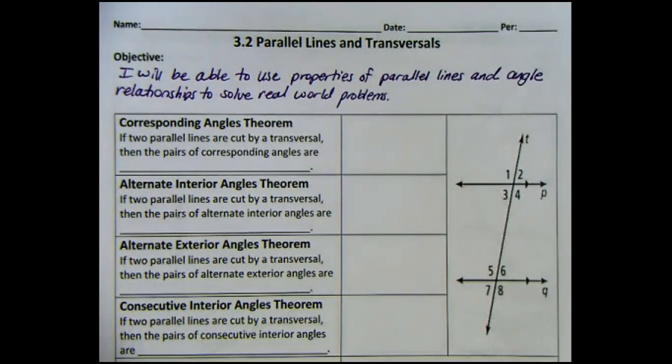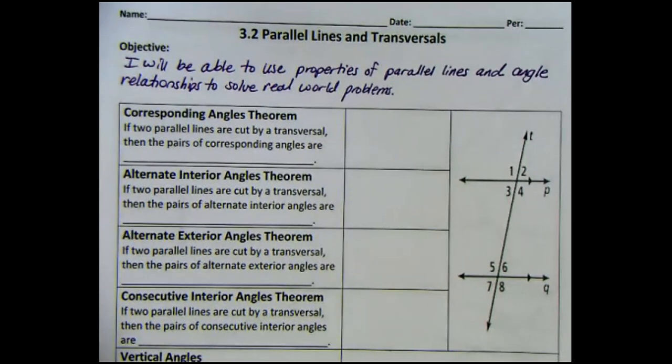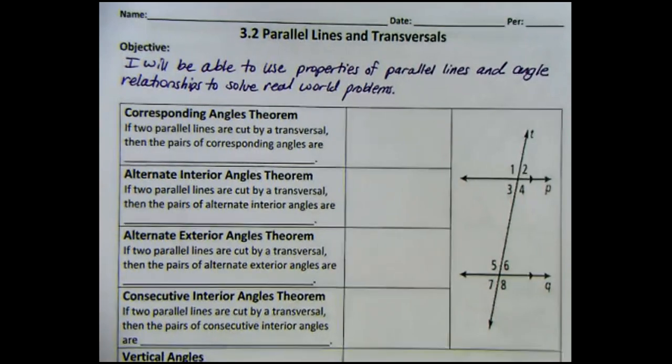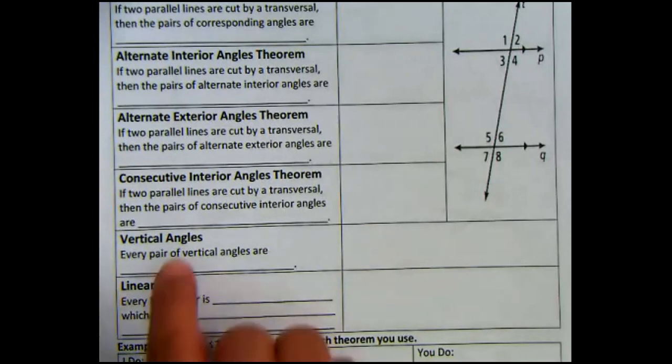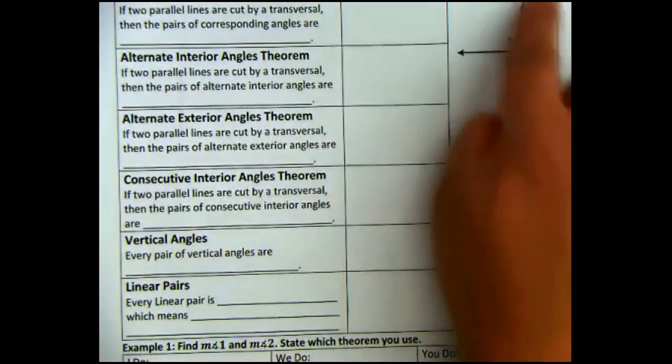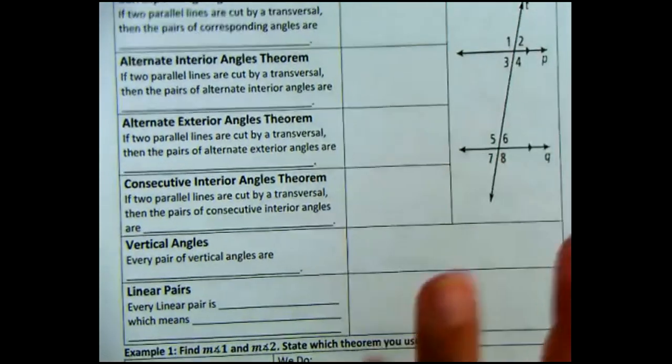Okay, guys, so like I said, 3.2, parallel lines and transversals. The way that this works is we have corresponding angles, alternate interior angles, alternate exterior angles, and consecutive interior angles, right? And then if you'll notice on the list, we have two more: vertical angles and linear pairs, many of which are present in this diagram here, okay?